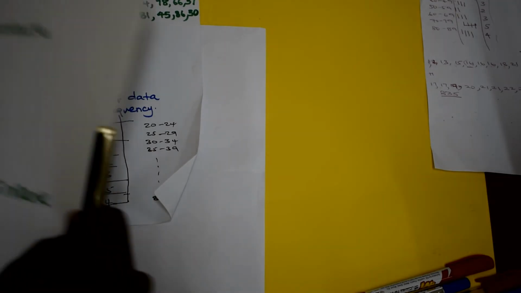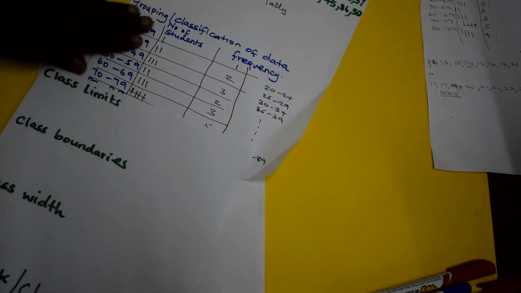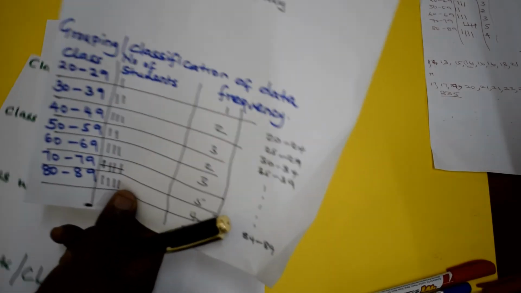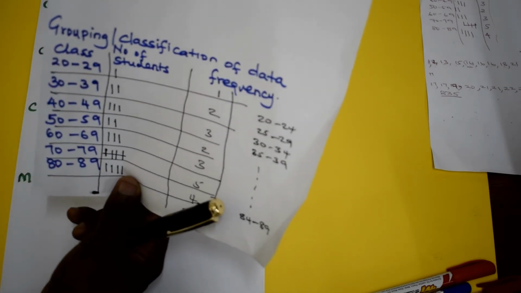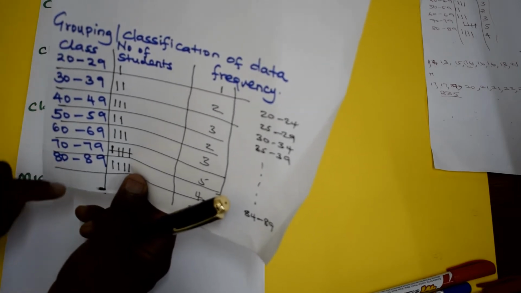So the next thing we are going to look at is, when we are doing organization of data, I want us to come back to this. When we are organizing data and we consider this, the first thing is to define the class limits. The limits are these ones that we call 20 to 29. Those are limits, and the 20, these ones on this side, we call them the lower limits.